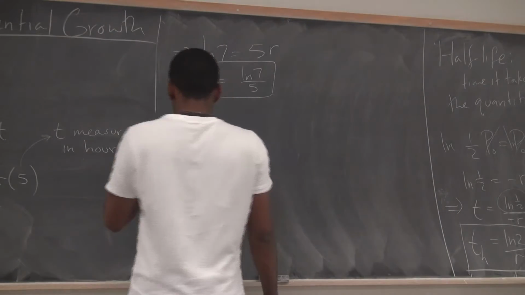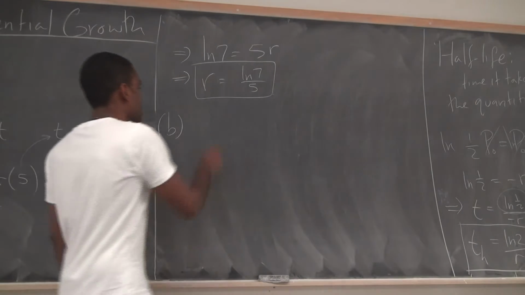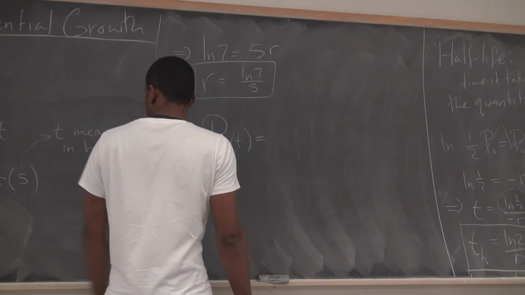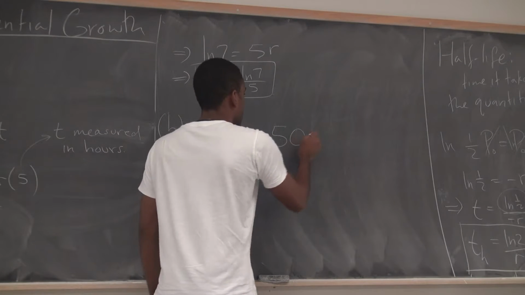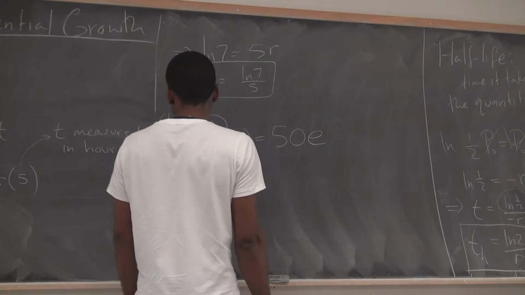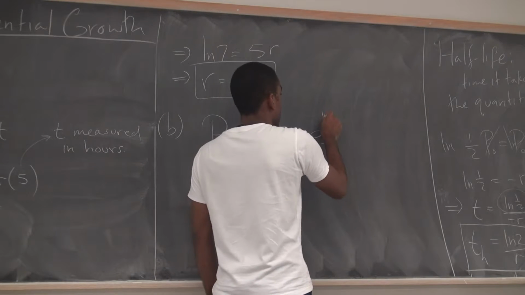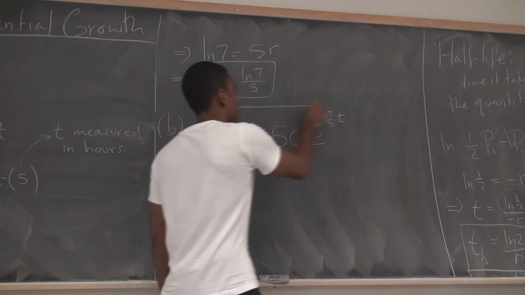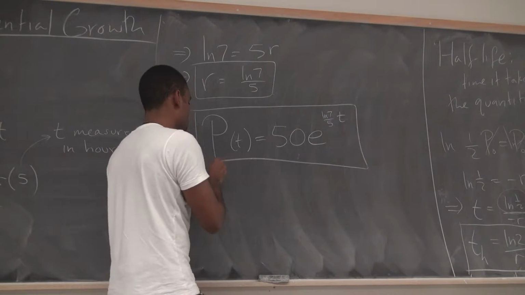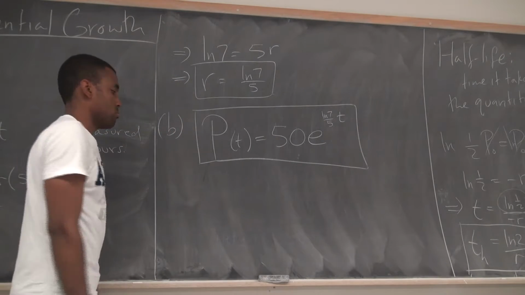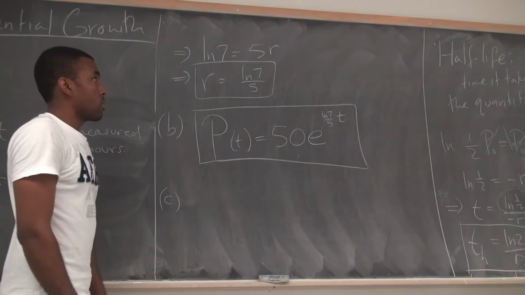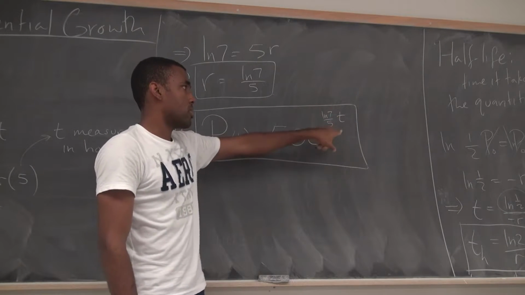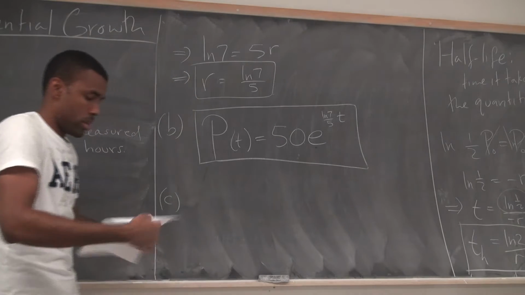Okay, move on. Part B, find the formula for P of t. So P of t is equal to P0, which we know is 50, e to the r times t. Now I know what r is, it's ln of 7 over 5 times t. That's good enough. We can actually simplify this formula, but I don't really care. I can write this as e to the ln of 7, which becomes 7 raised to the t over 5 power, but I don't really care.